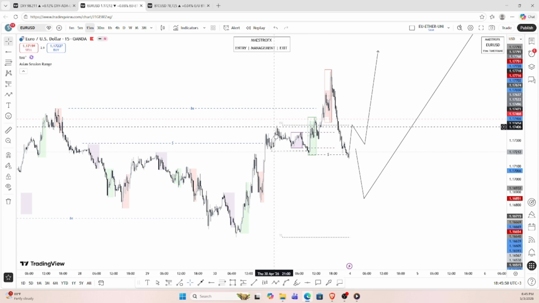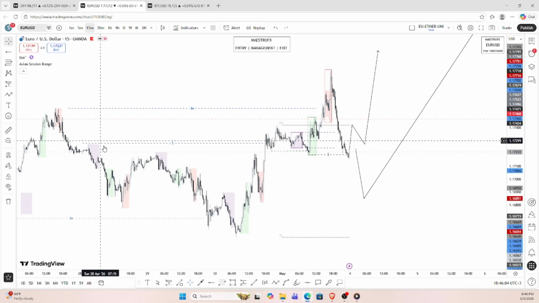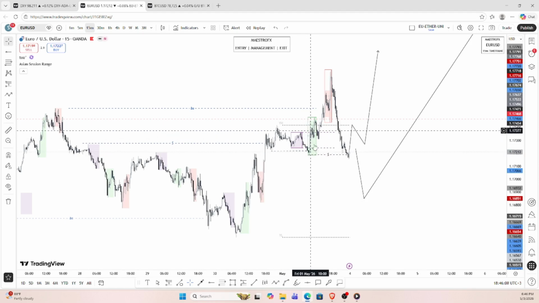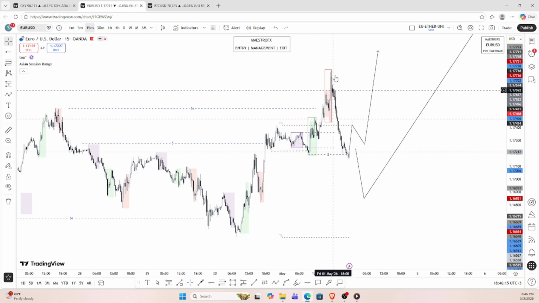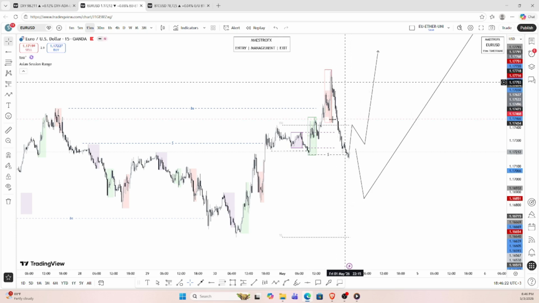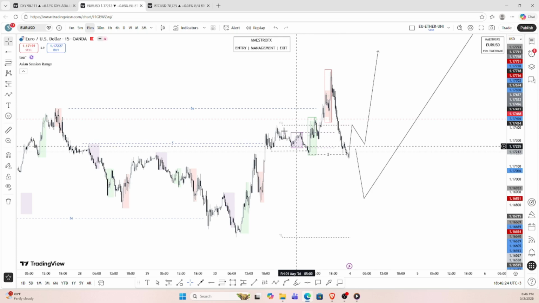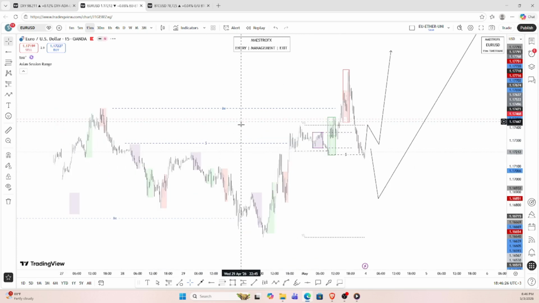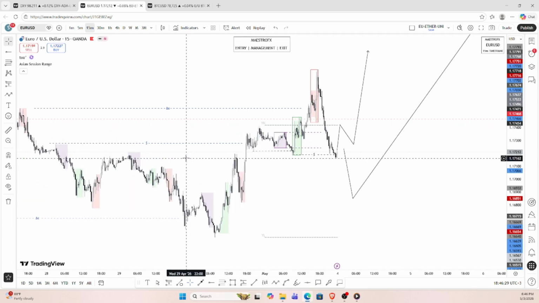My trade was here on Thursday after we took this liquidity, and we can see that this is on the London session on Friday. Immediately after we set this liquidity, price started printing higher highs and higher lows. So lucky me, due to the experience that I have in these markets, I was able to foresee it.